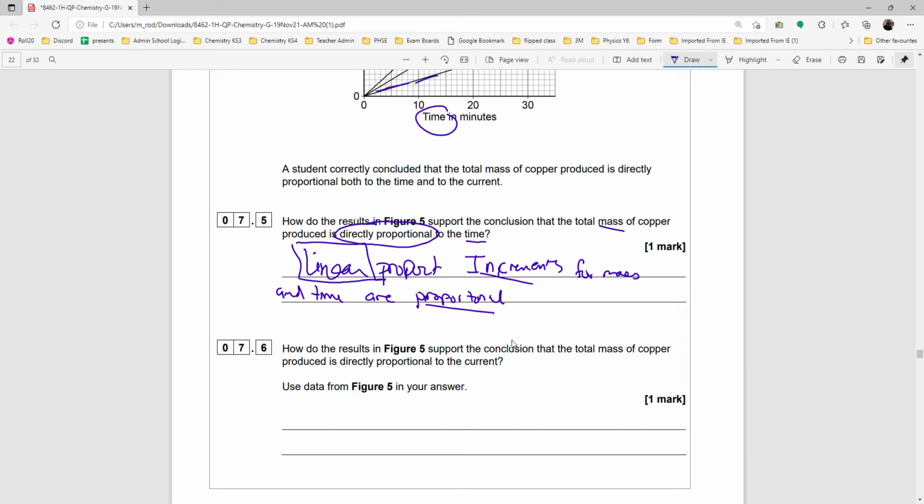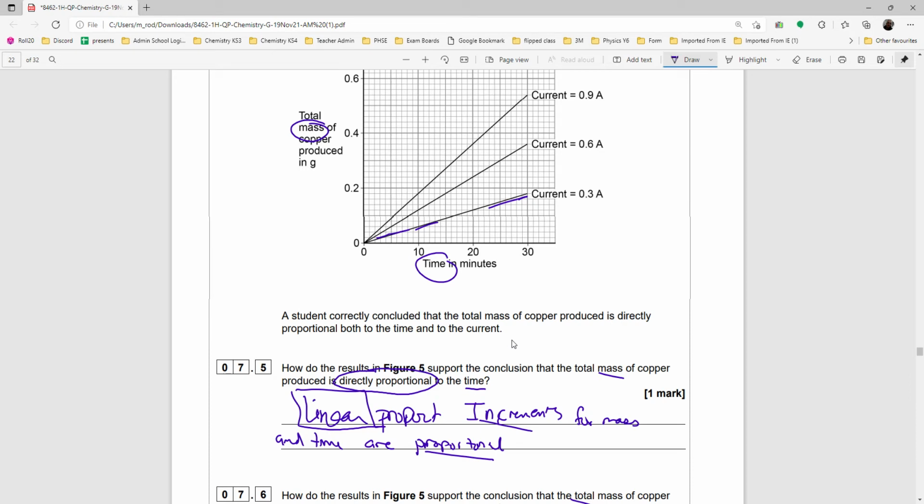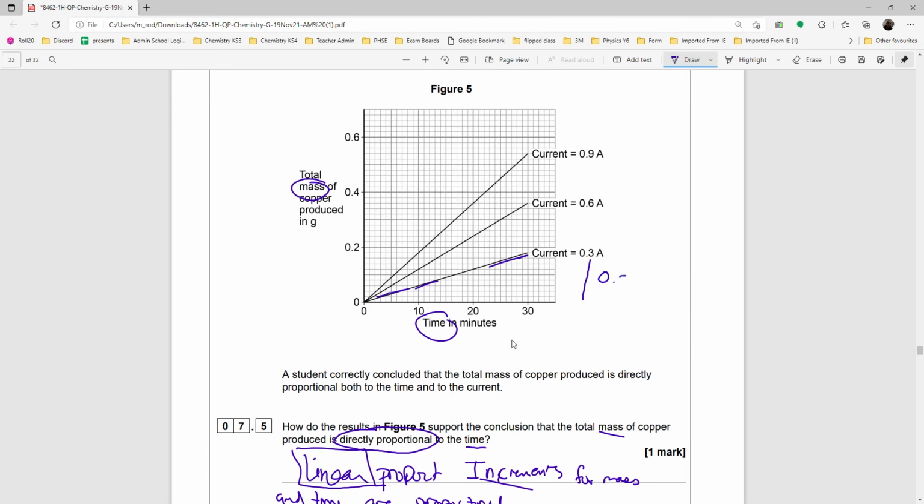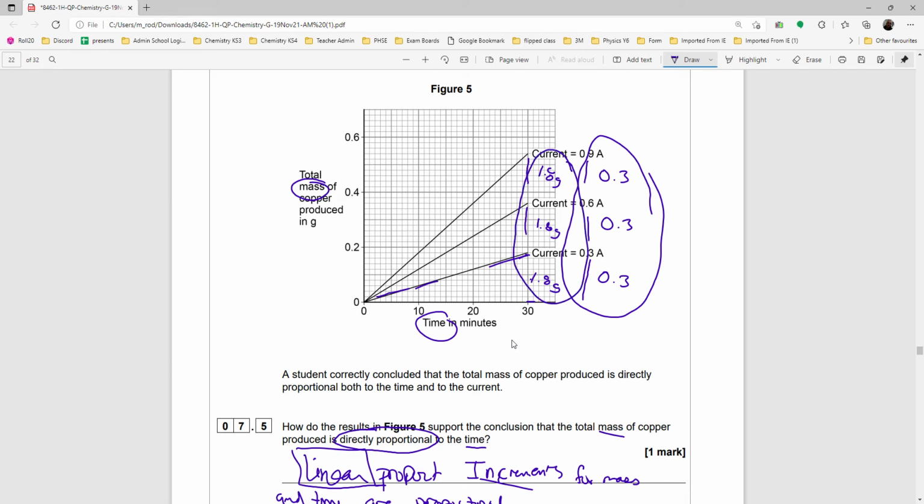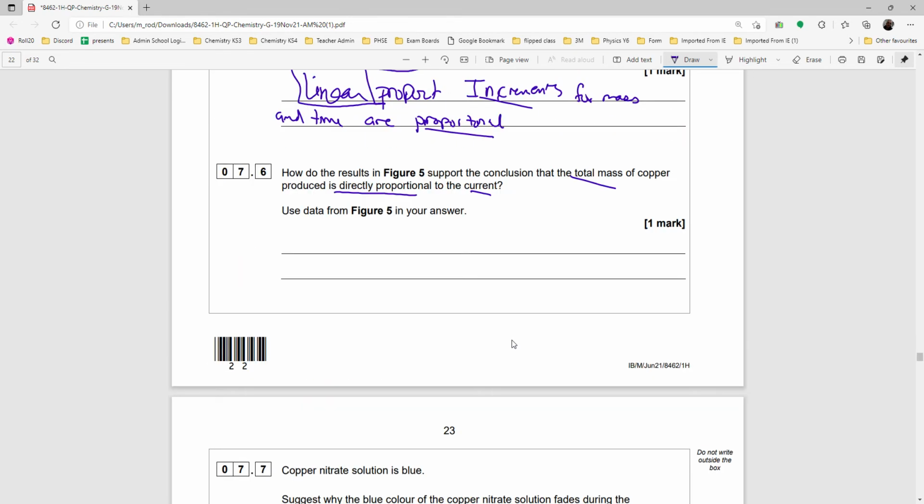Next, how do the results in figure 5 support the conclusion that the total mass is directly proportional, again, to current? Well, I'd like to look at their very, very nice table. The difference between 0 and 0.3 is 0.3. The difference between 0.3 and 0.6 is 0.3. The difference between 0.6 and 0.9 is 0.3. Then, if I go over here, I can see that the difference for the mass produced, depending on the current, is going to be 1.8. And then again, the difference is 1.8. And again, the difference is 1.8. So I could just say the increments of the change in current is directly proportional to the change in mass, and I'm going to actually give the numbers as current changes.